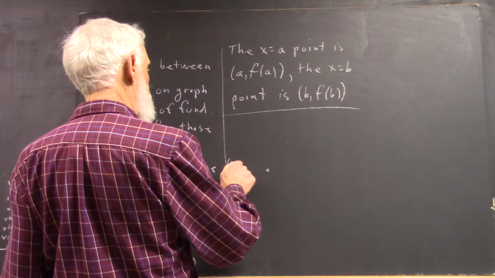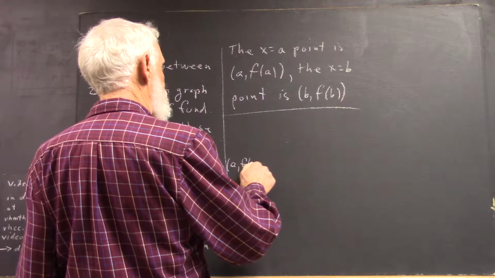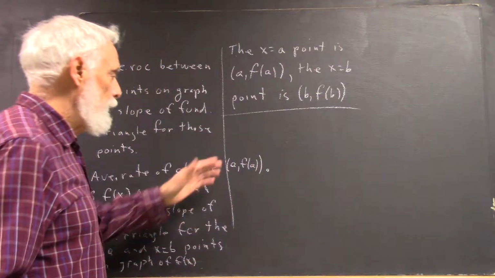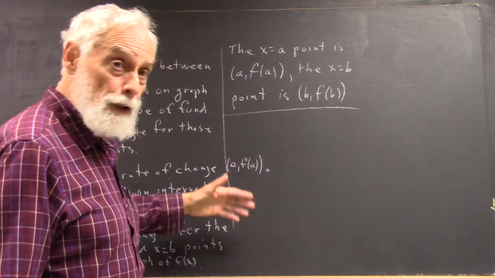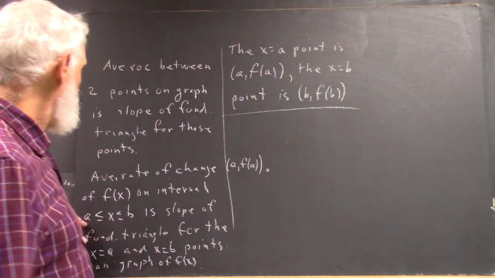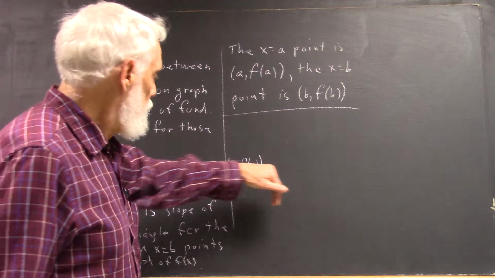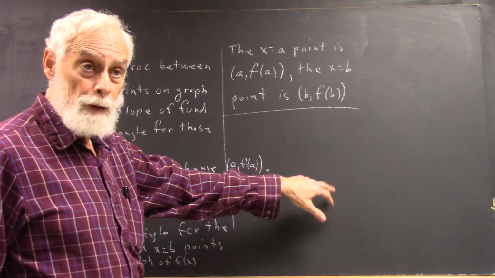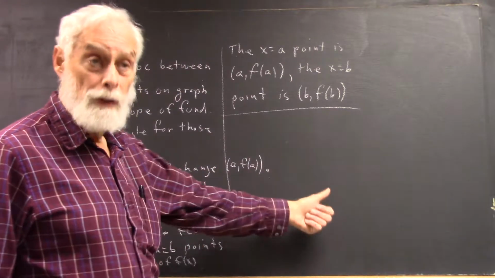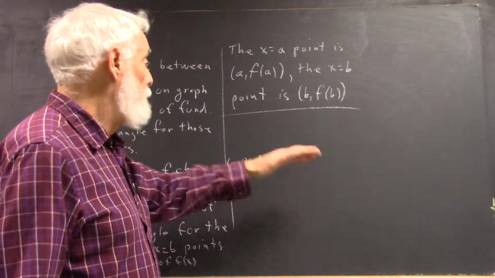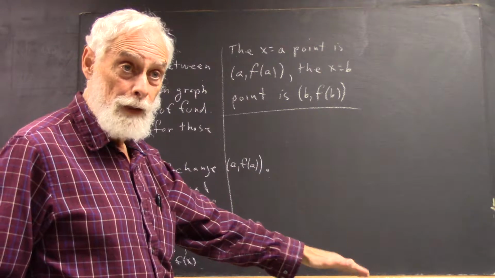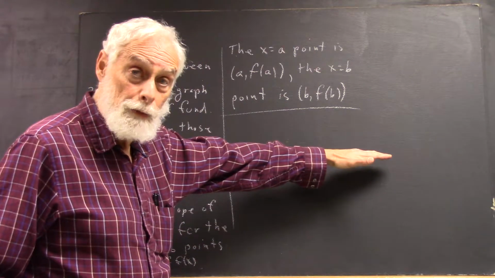well, here we have the point a, f of a. Now, I don't know if a, f of a is to the right or the left of, well, actually, if it's a less than or equal to x less than or equal to b, it'll be to the left of the point b, f of b, because a will be to the left of b. Now, f of b might be above or below f of a, might even be even with it or level with it, right?